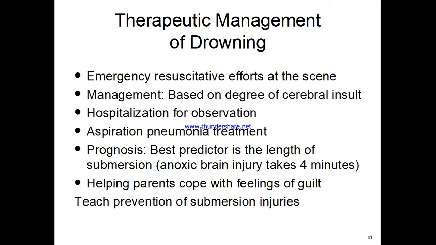The best predictor of prognosis is their submersion time. So remember, the anoxic brain injury takes 4 minutes. So taking it from there, and then how long were they submerged. Helping parents cope with feelings of guilt is going to be a huge part of this. And as always, we're going to teach all of our patients how to prevent submersion injuries.